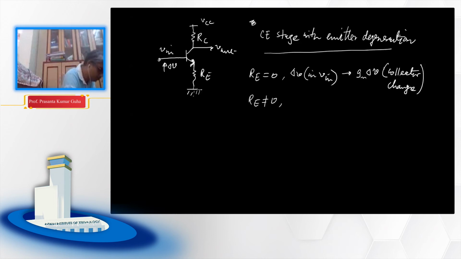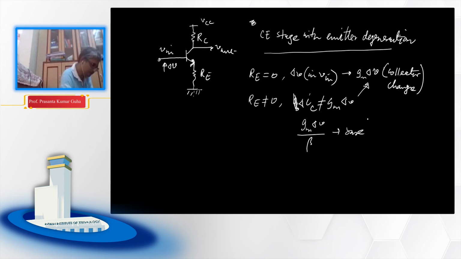So you see, the corresponding collector current change, delta IC, will not be the same as gm delta V in the previous case, because some part of delta V will be absorbed by RE. And similarly, gm delta V over beta, that's basically the base current change, will be less, because some part of the delta V is absorbed by RE.